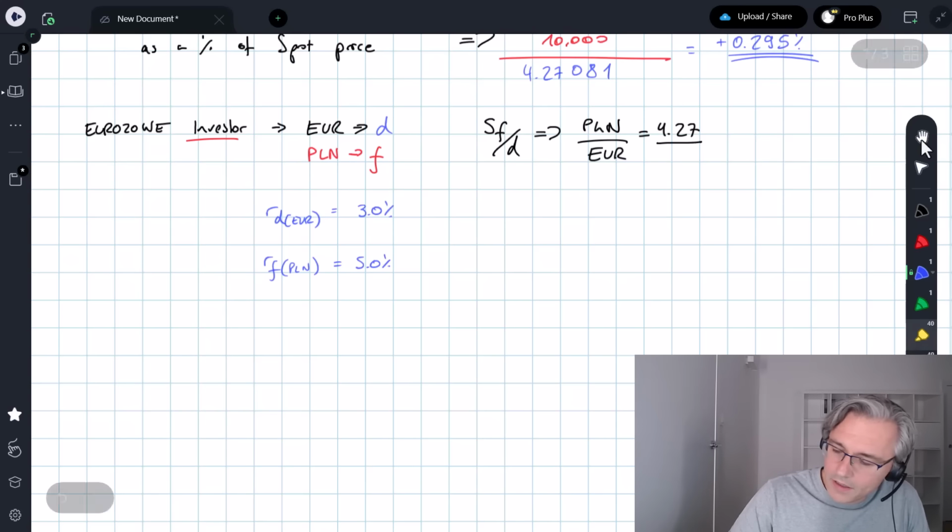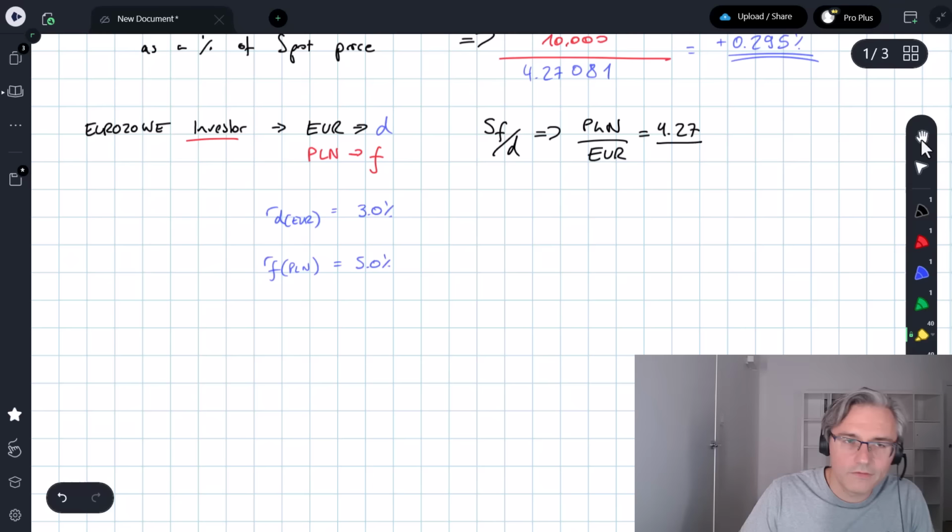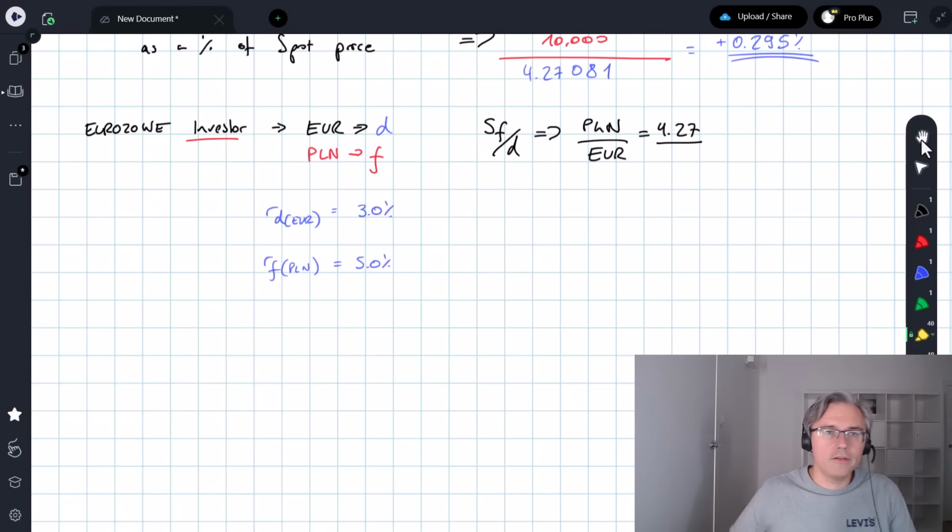Now, typically in most financial formulae, when you see RF, you think, okay, risk-free rate of interest or something like that. But in this case, both are risk-free rates. So think about rates you could get on government bonds or at the central bank, something like this. It's just RD means the rate in the domestic currency, RF the rate in the foreign currency.